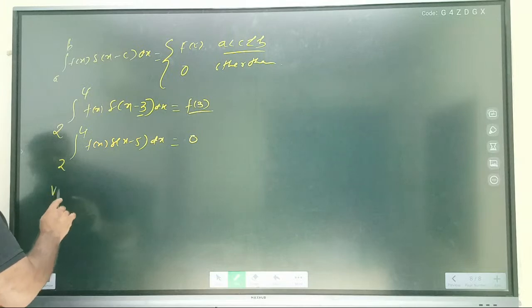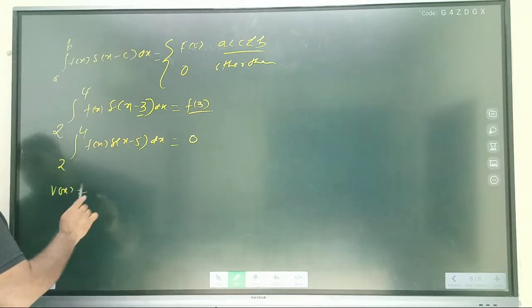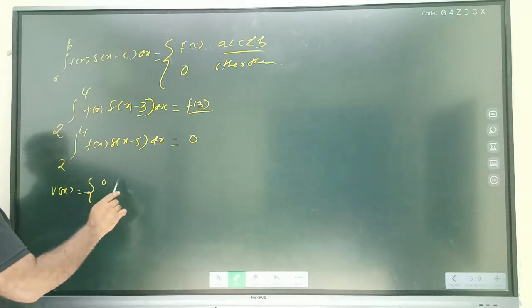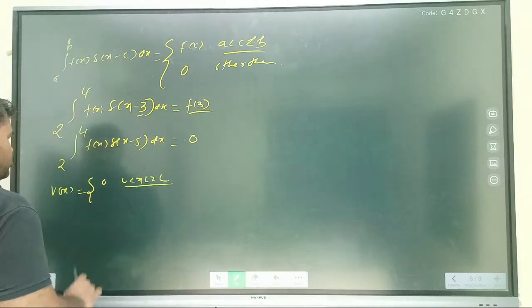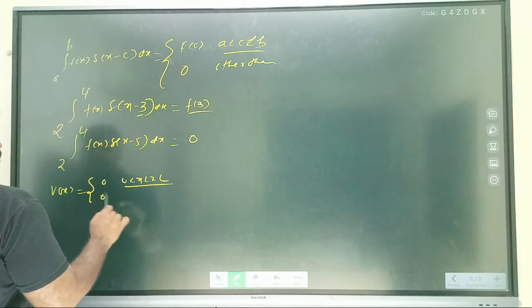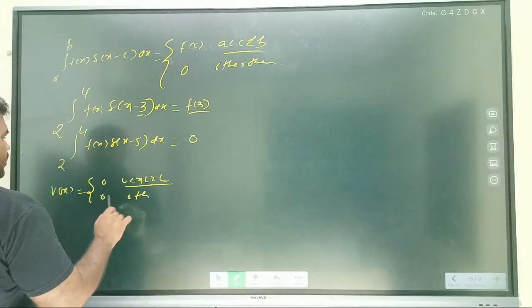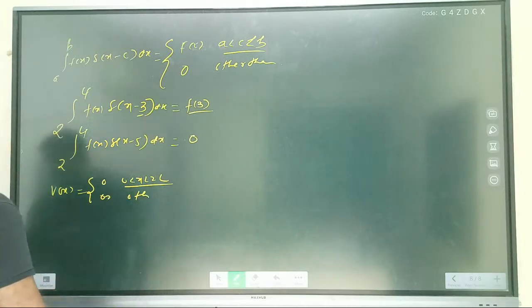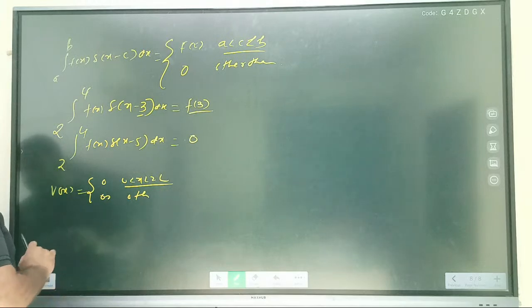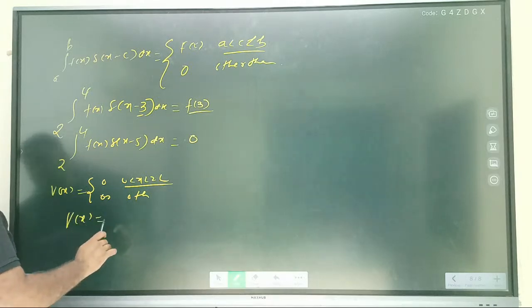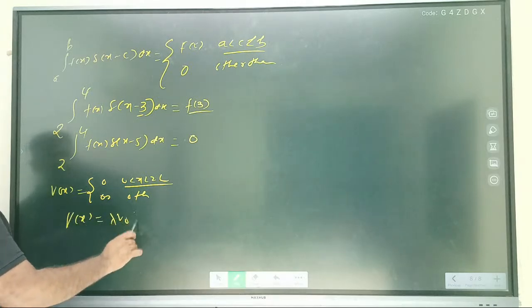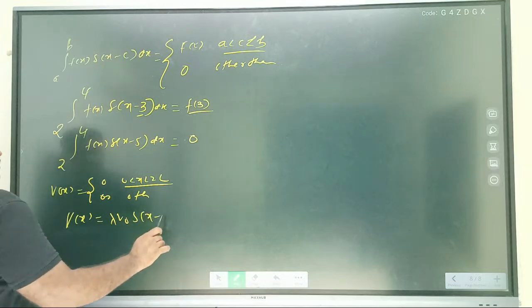Now here the potential V of x, this is the perturbed part. It is 0 for x between 0 and 2L, meaning the width of the box is 2L, and infinity otherwise. And they have given that the bottom part is modified: V of x is equal to lambda V naught delta of x minus L.